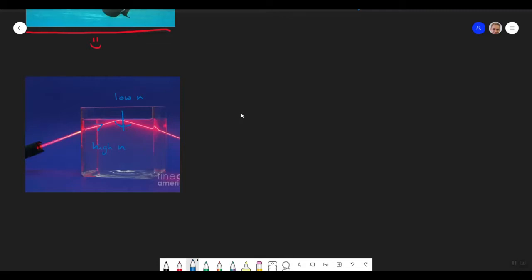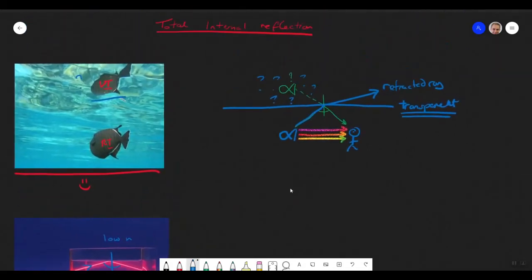And what I'm going to do is cut this video now, and we'll go to a demonstration of this at work in the lab, because I want to know, when does this happen? When does this light get reflected instead of being refracted and sent through? Because that's what we're going to try to identify today.